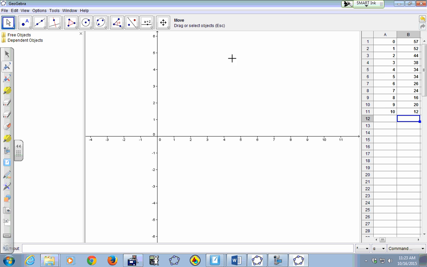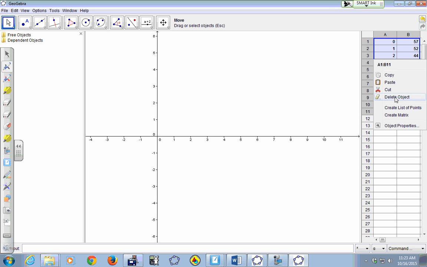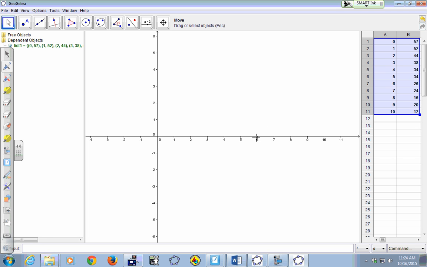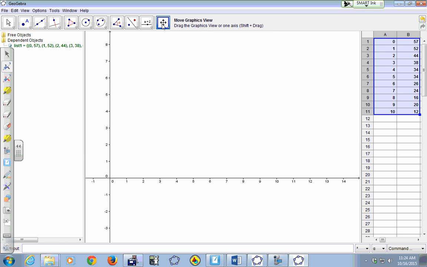All right. Then to get your scatter plot, all you do is you just highlight those values, click right and say create a list of points. Voila, there's your list of points in your algebra view. And you say, wait a minute, I don't see my scatter plot. Why not? It's not the right window, right? So you just move that a little bit and you scrunch it down, and voila. Instant scatter plot, all done.